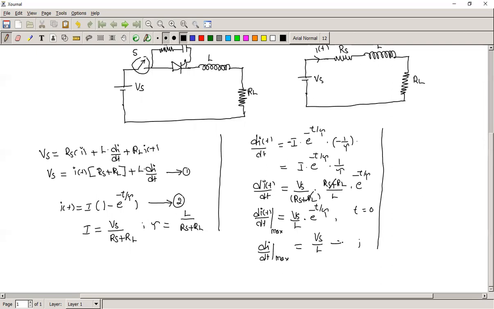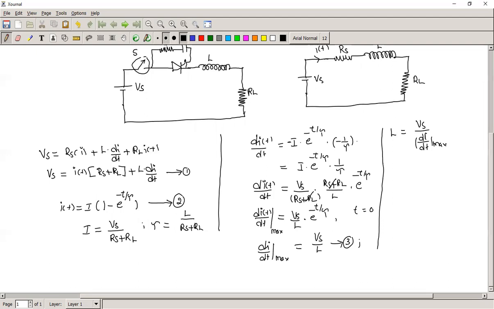This is equation 3. From equation 3, if you find the value of L, it equals Vs by di by dt maximum. Vs is the source voltage, which is given in the problem.